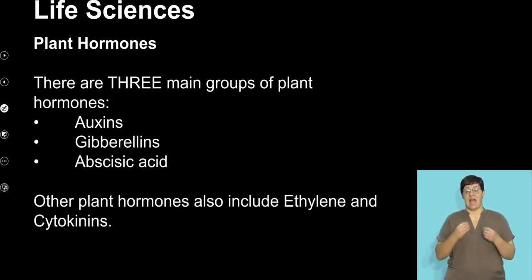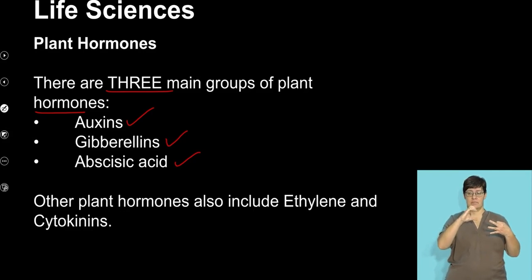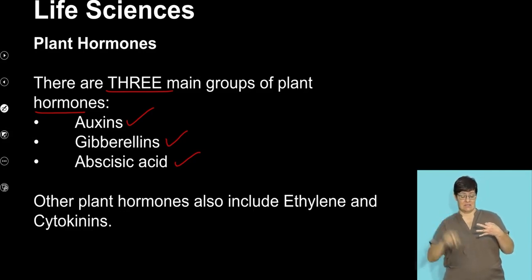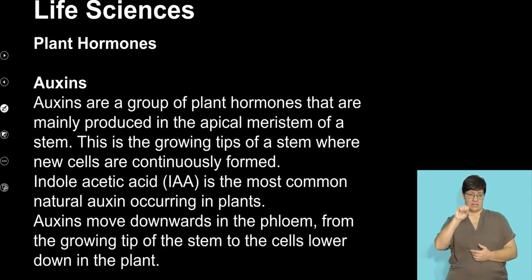So folks, there are three main groups of plant hormones that we need to look at. The first group are the auxins, the second are the gibberellins, the third, abscisic acid. In addition to these three, there are two that we're going to extend ourselves and look at, which are called ethylene and your cytokinins. Let's have a look at the auxins.